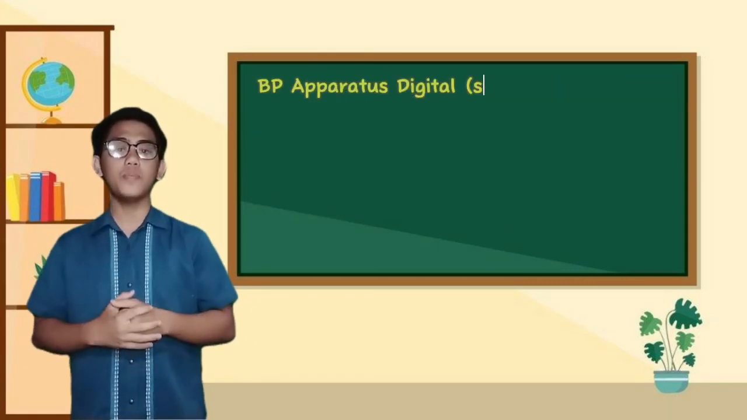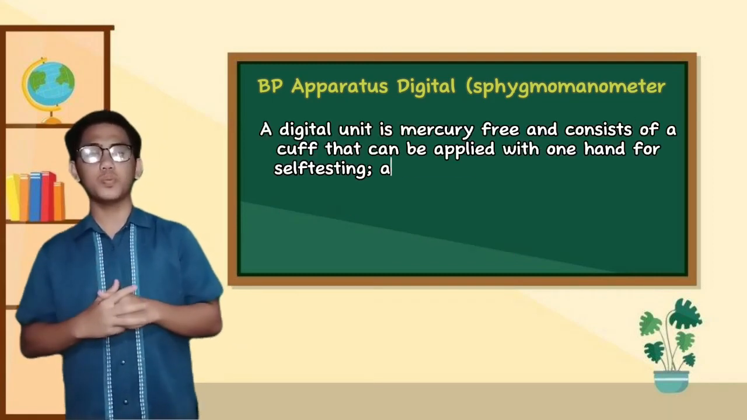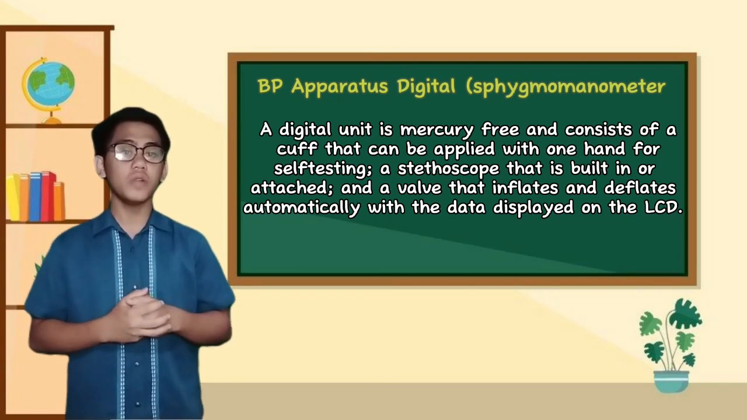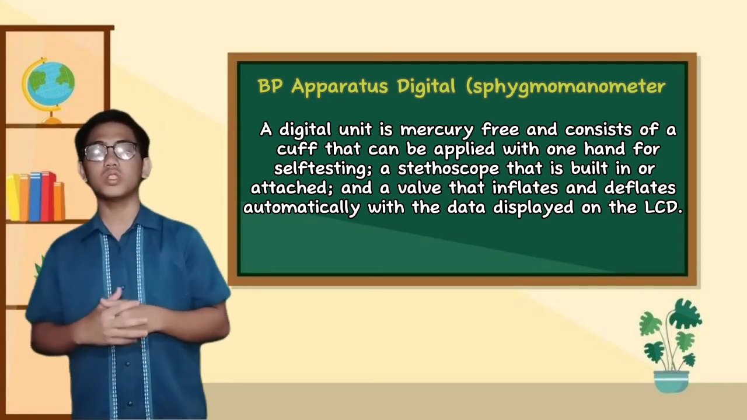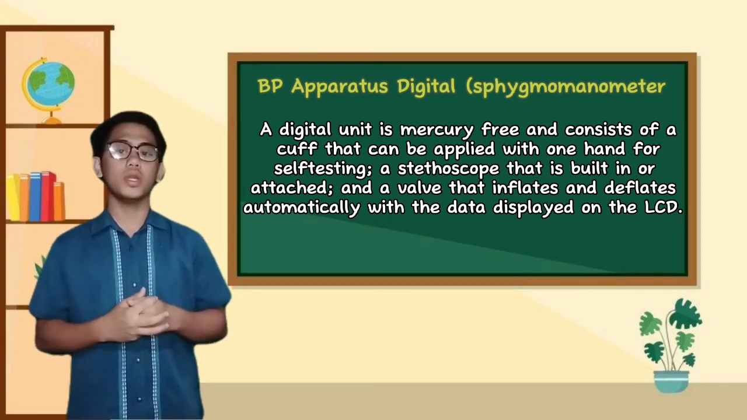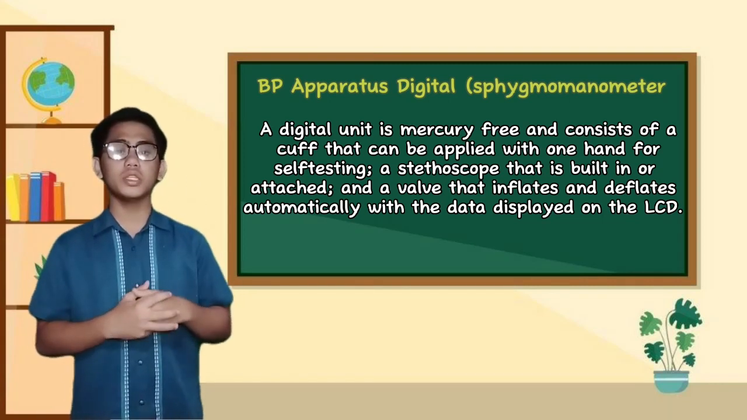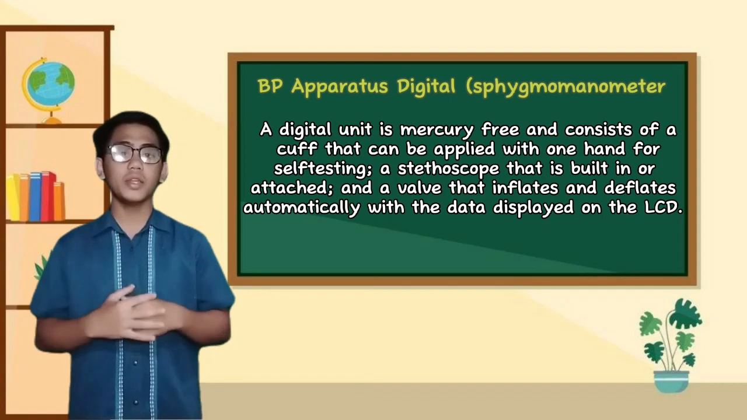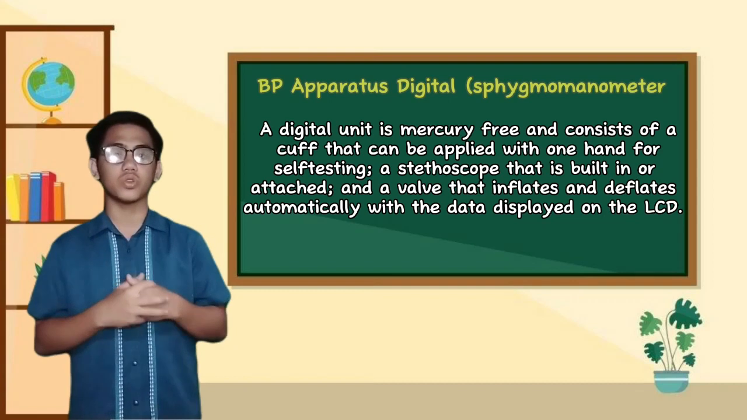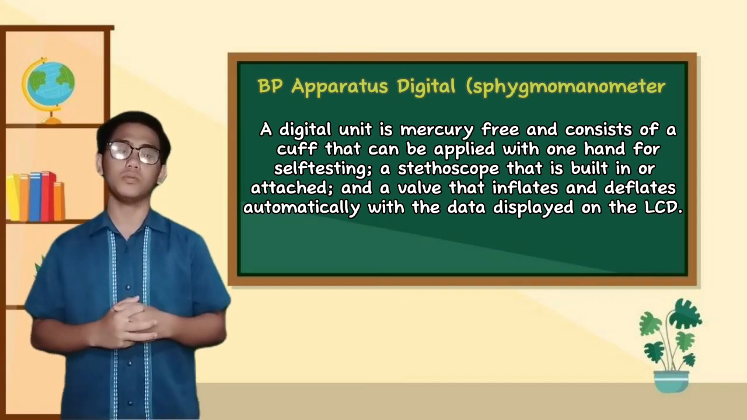So next, we have the BP apparatus digital sphygmomanometer. A digital unit is mercury free and consists of a cuff that can be applied with one hand for self-testing, a stethoscope that is built in or attached, and a valve that inflates and deflates automatically with the data displayed on the LCD. So it is important to note that while a digital BP apparatus can provide accurate readings, it is advisable to consult with a healthcare professional for proper interpretation and guidance on blood pressure management.